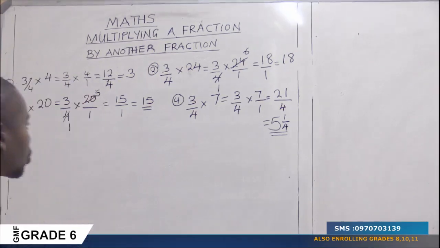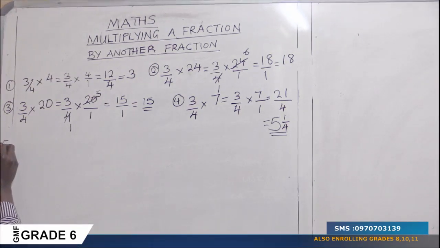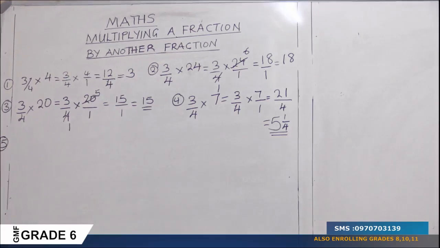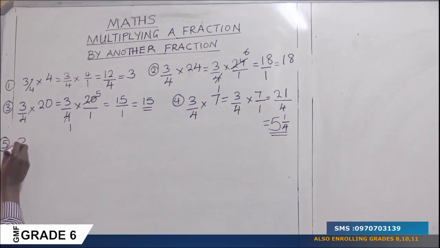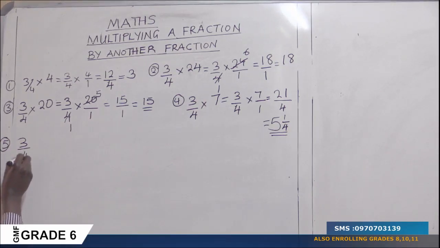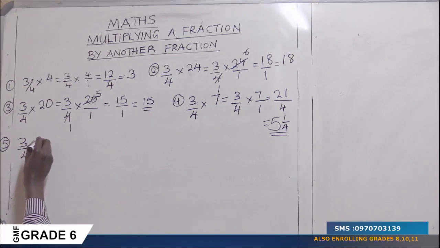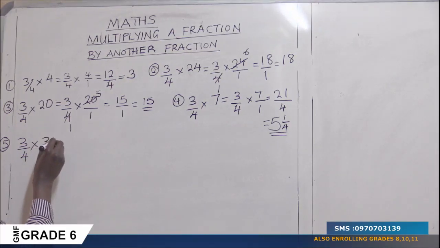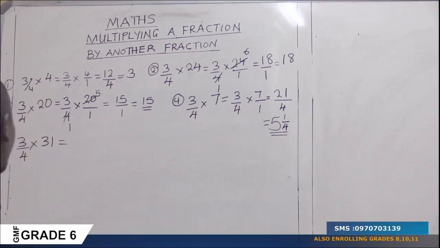All right, so let's go to the last question on the homework that I gave you. If you remember, I said you're supposed to multiply 3 over 4 times 31.